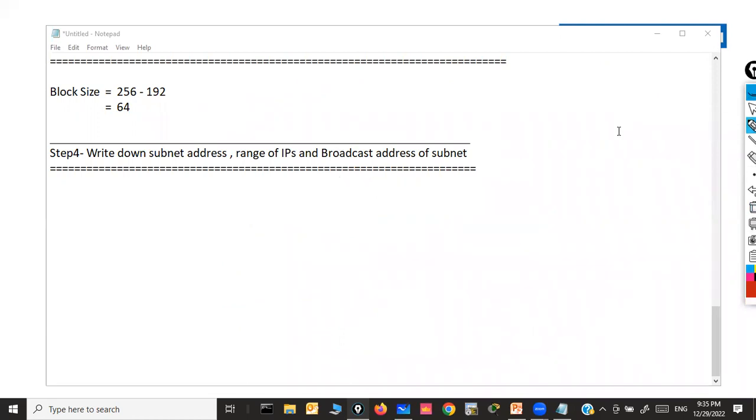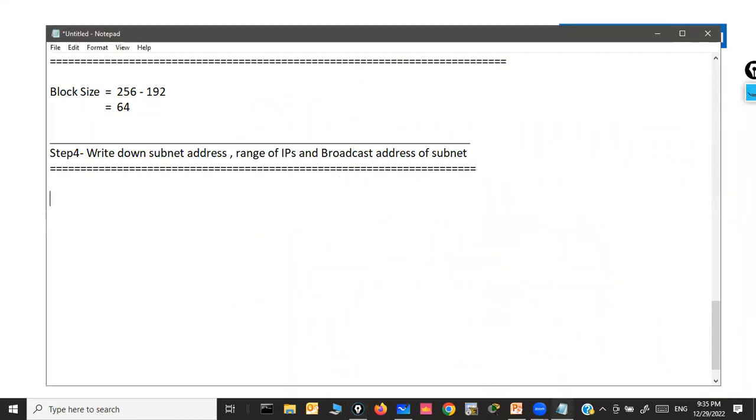So quickly, if I write it down here, I will put the serial number, and let's say first network, and then here I write down subnet address, first address, subnet address. And subnetting is all about doing practice. A lot of practice would be required.